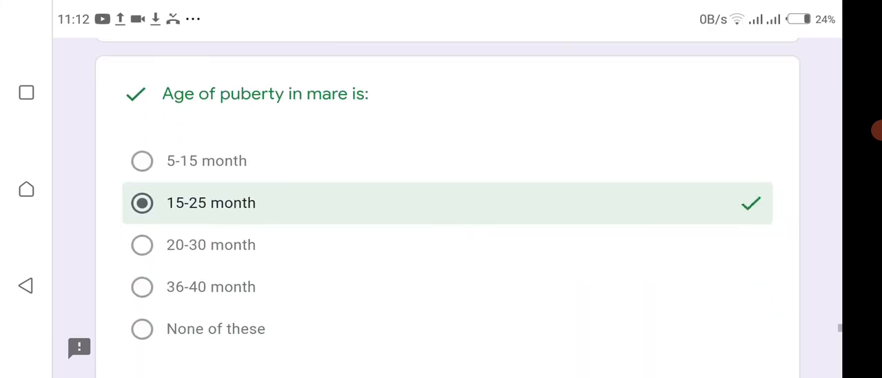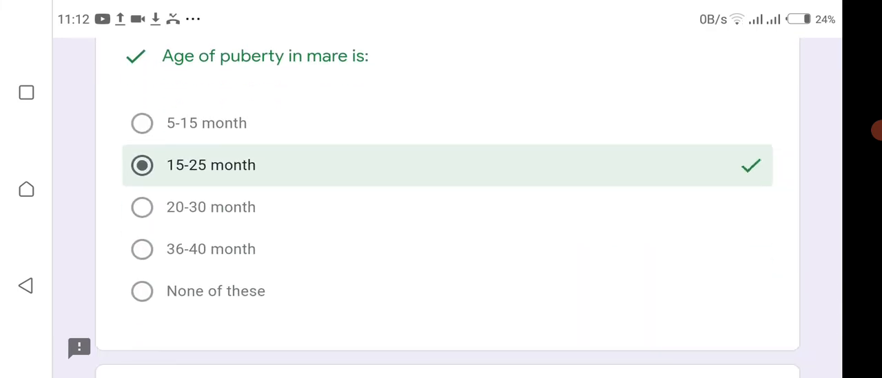The age of puberty in mare is 15 to 25 months, approximately 2 years, and its gestation is 12 months 12 days.